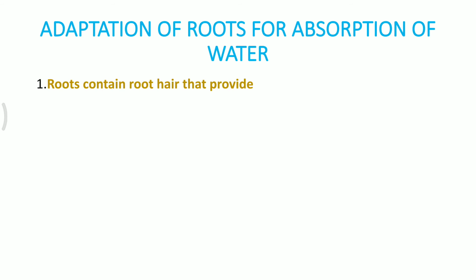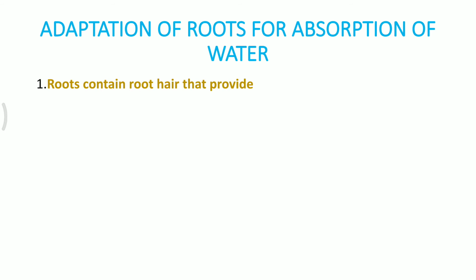Roots contain root hair, and because of the presence of root hair, a huge amount of surface area is taken up by the roots. And because the roots are enormous and extend to a very large area, water can be absorbed by all these root hairs, and extensive water absorption takes place with the help of roots.